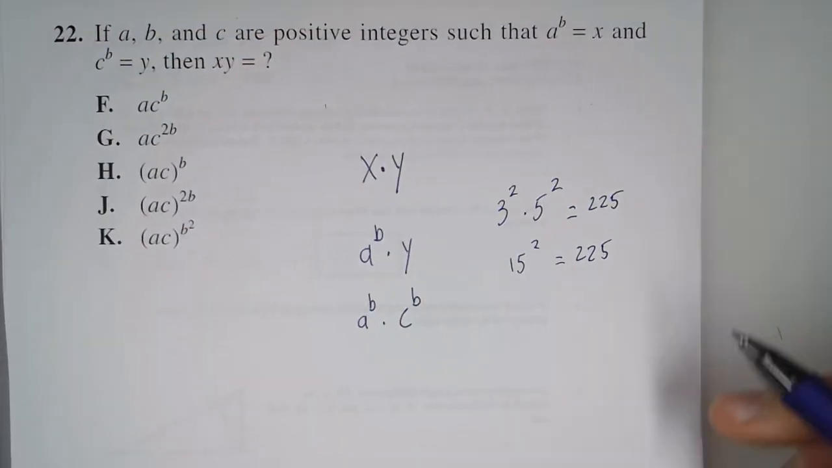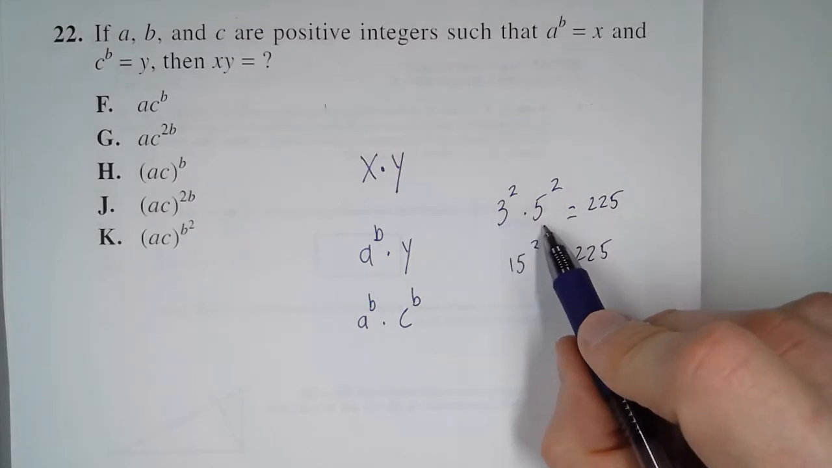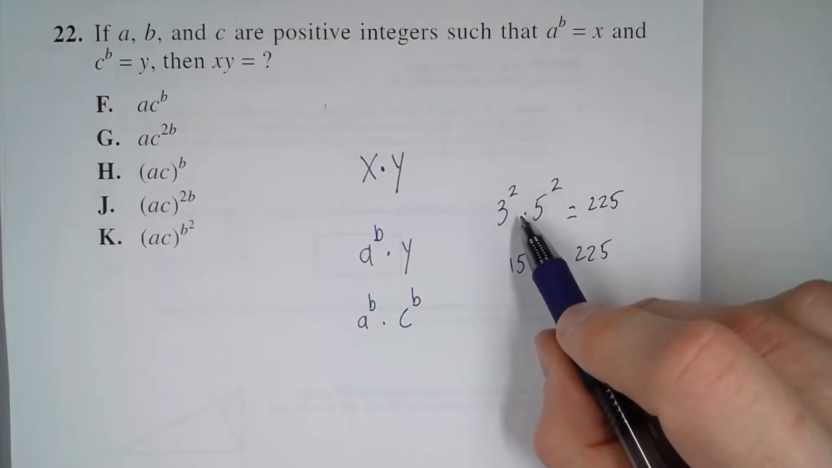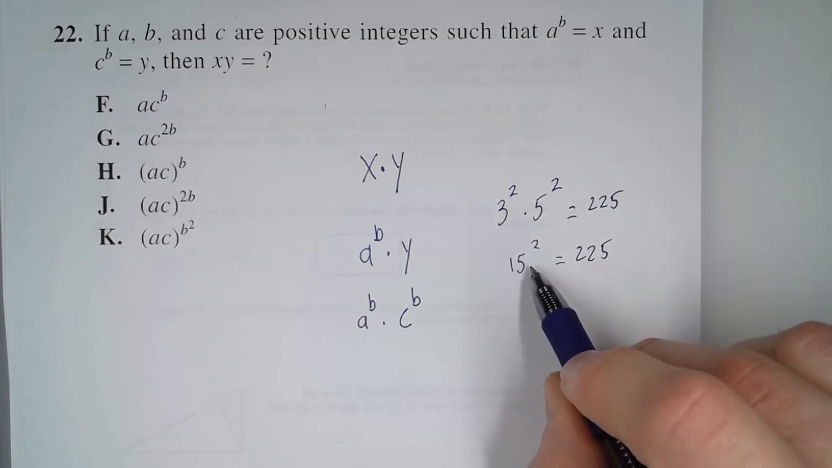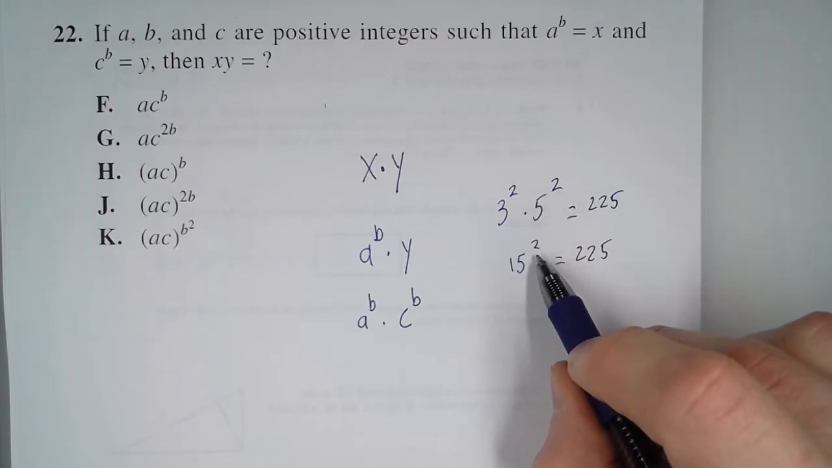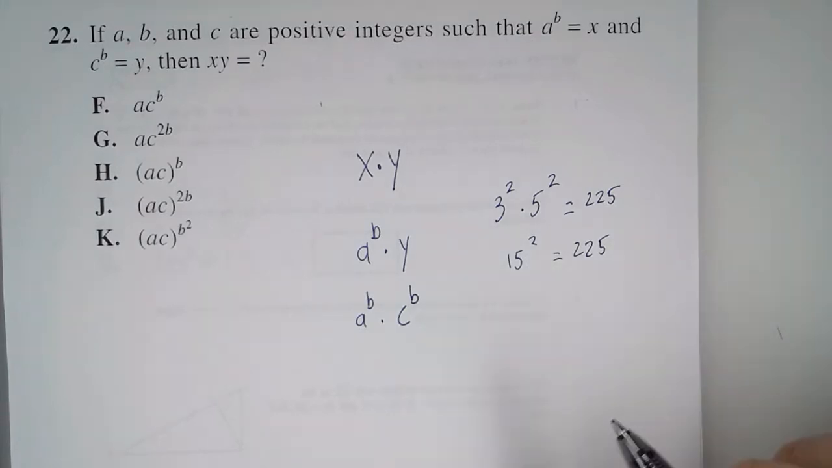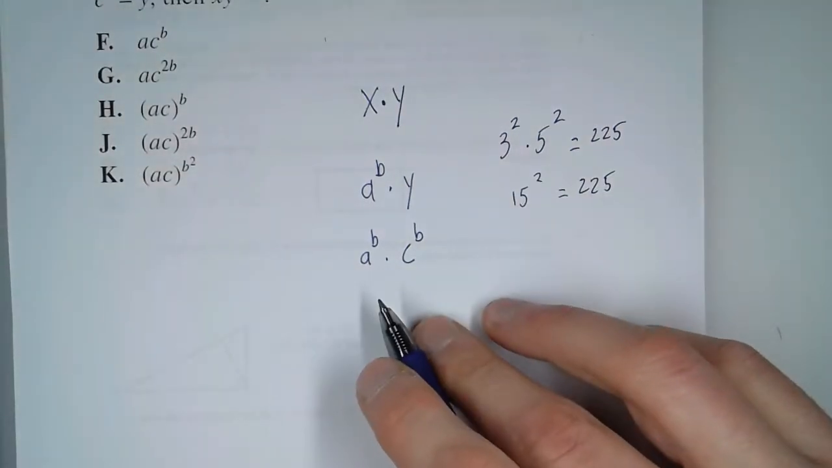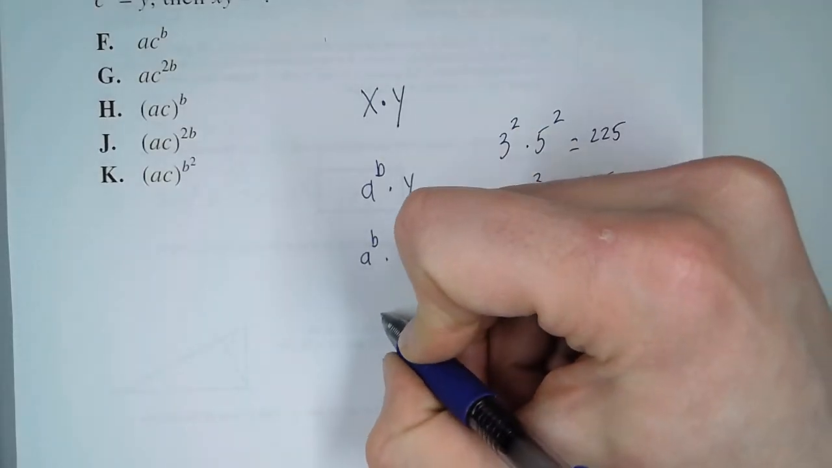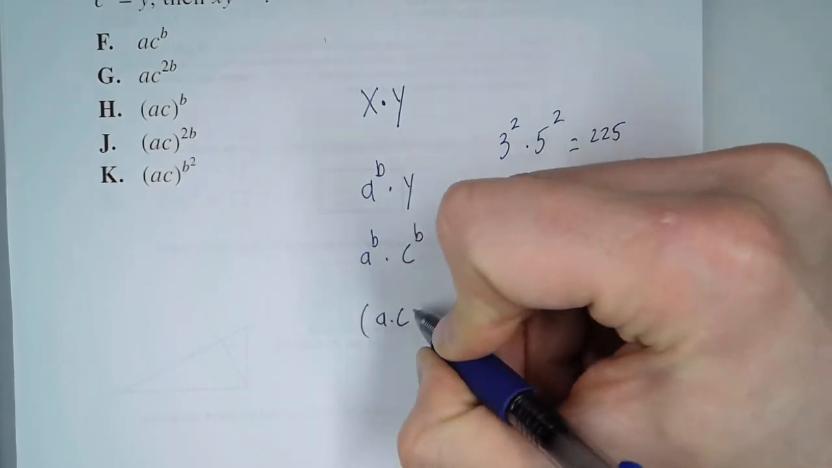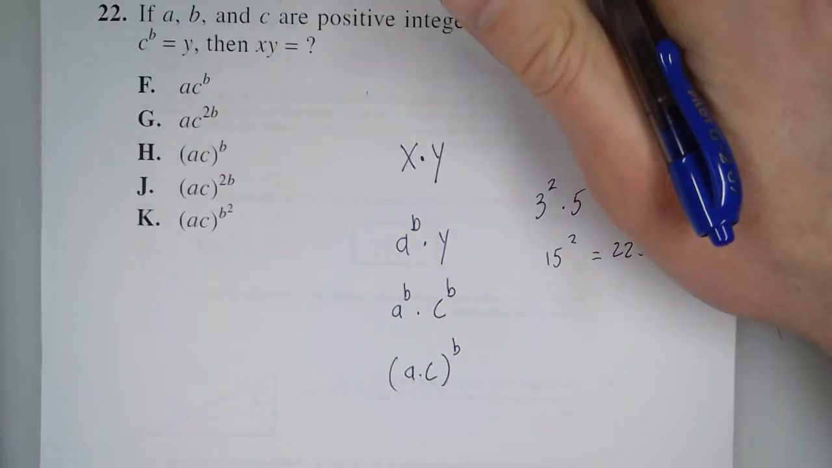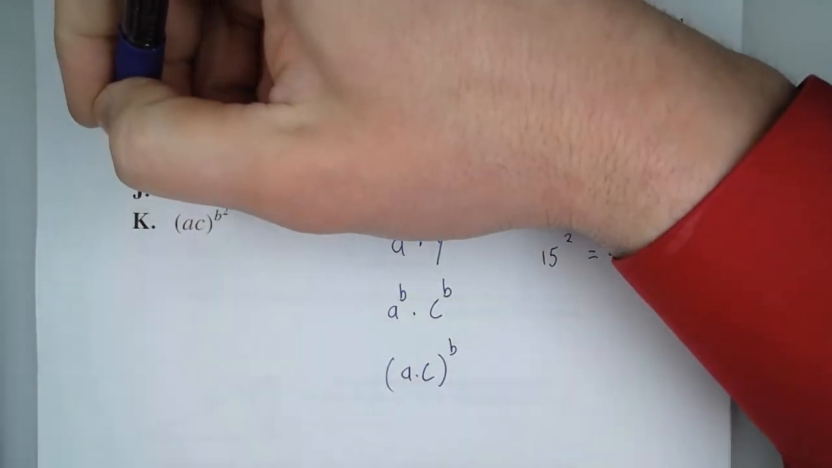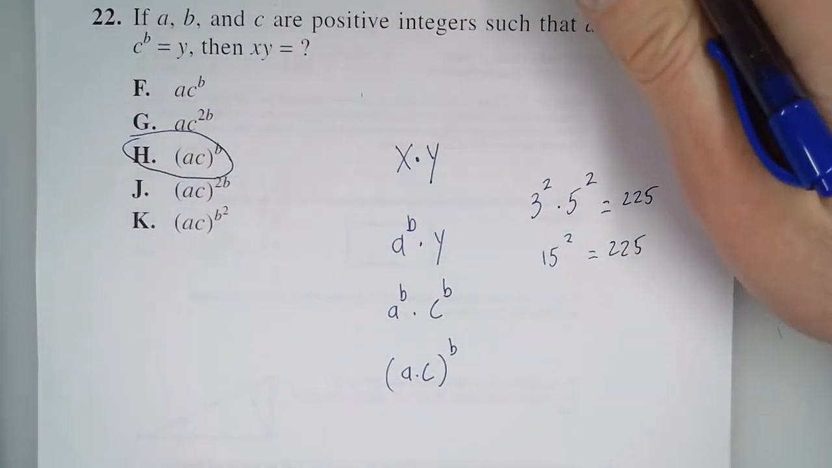So, what happened? Well, we took these two numbers, 3 and 5, and multiplied them together, and they both share the same power of 2. So that means when you multiply, the product shares that same power as well, 15 to the 2 power. So over here, this is going to do the same thing. We're going to take a times c, and both of these numbers are going to be to the b power. So that means our answer is h.